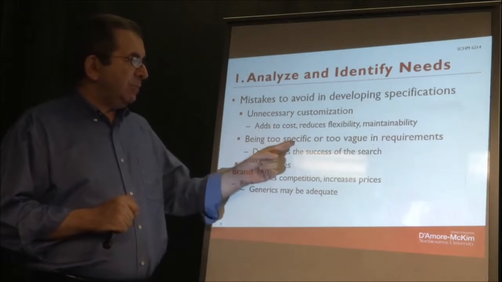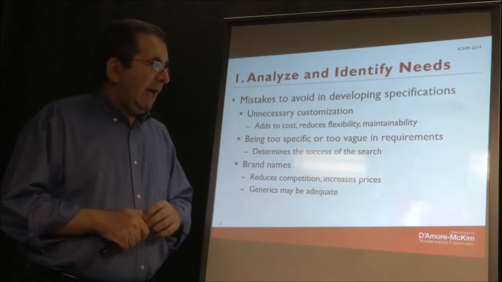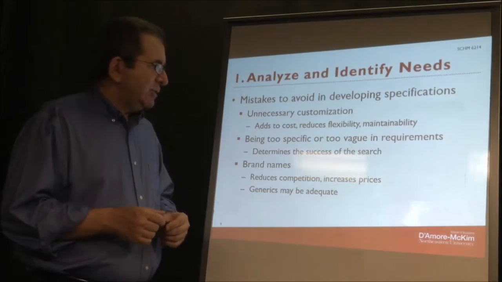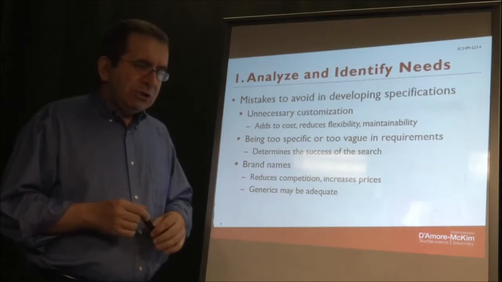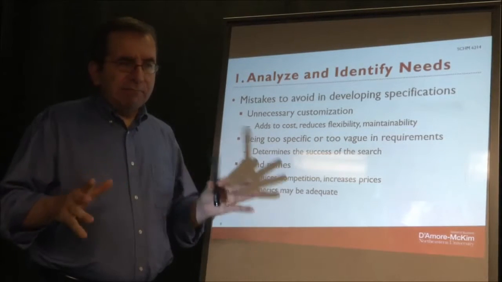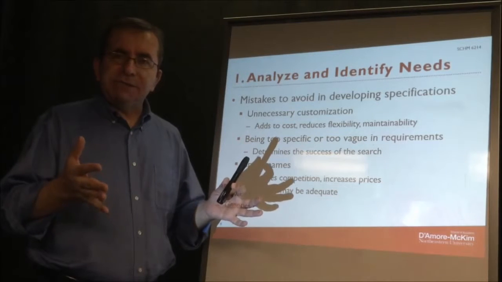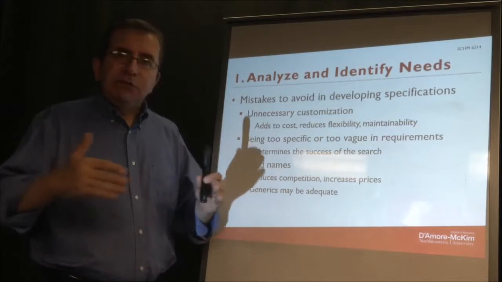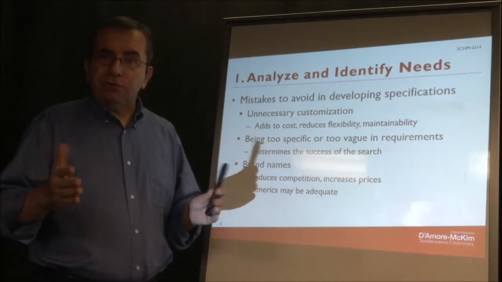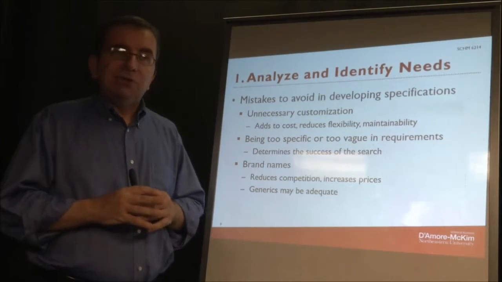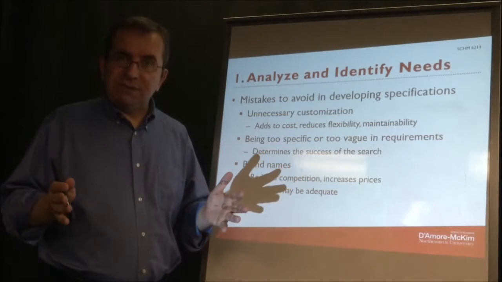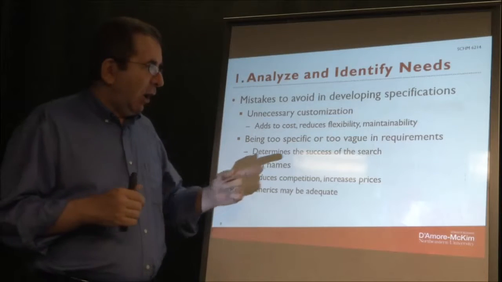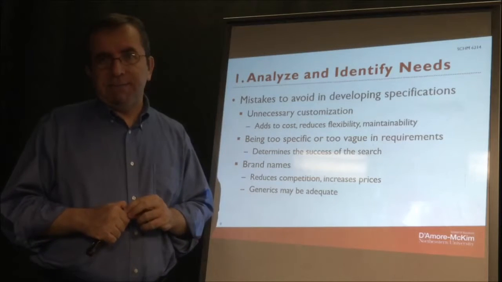Now, in addition to being too specific, you can also be too vague. So you just say, I need something like this, but you don't give enough detail to limit your choices. That will give you too many choices, and that can actually reduce the success of the search process.